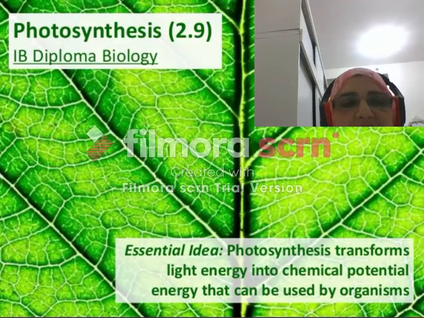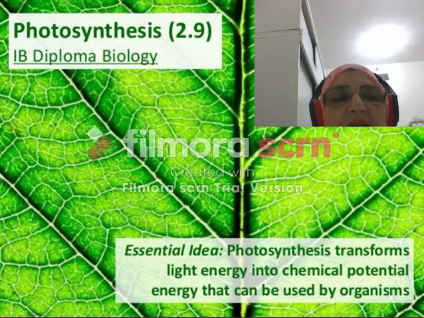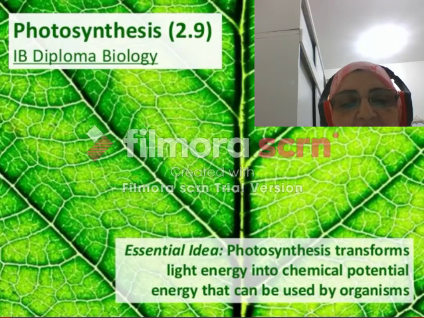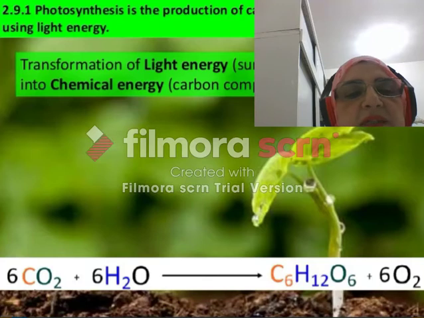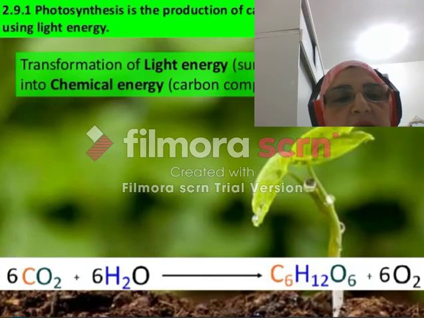Guys, our lesson today will be about photosynthesis, IB Diploma Biology 2.9. The essential idea is the main aim of photosynthesis is to transform light energy into chemical potential energy that can be used by the organism. Photosynthesis is the production of carbon compounds using the light energy.